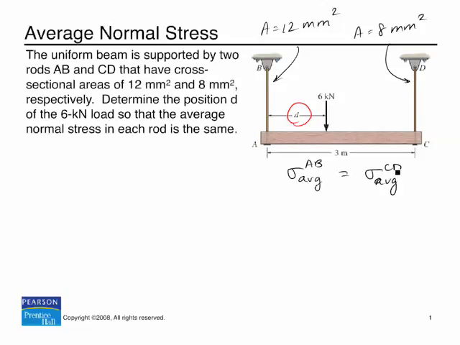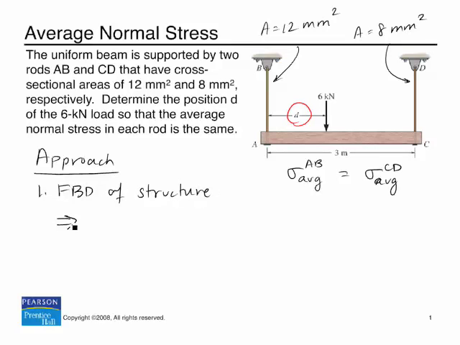How are we going to do that? Well, let's develop an approach. The first step we're going to do is a free body diagram of the structure. The idea here is that we want to figure out what the forces in the rods are. So we're going to look for FAB and FCD. The idea being that if we're going to calculate stresses, of course, first we have to know the forces.